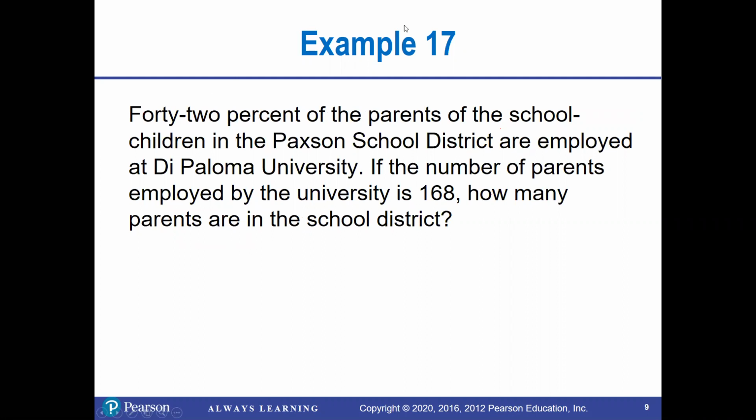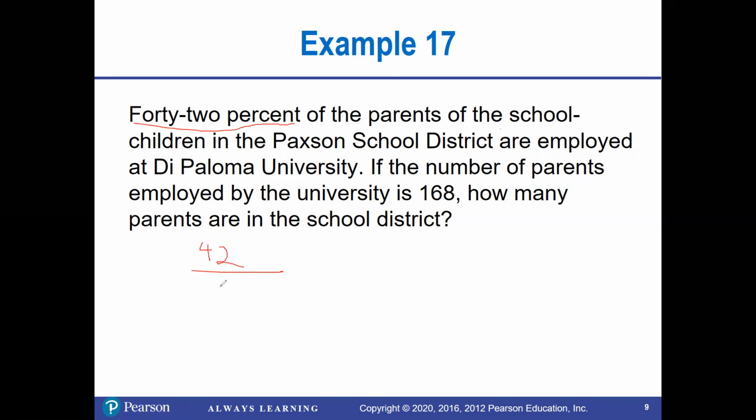Okay, 42% of the parents of children in a school in Pakistan are employed at the university. If the number of parents employed by the university is 168, how many parents are there in the school? So we have 42%, that's my percent, so it's 42 over 100. That's percent over 100.